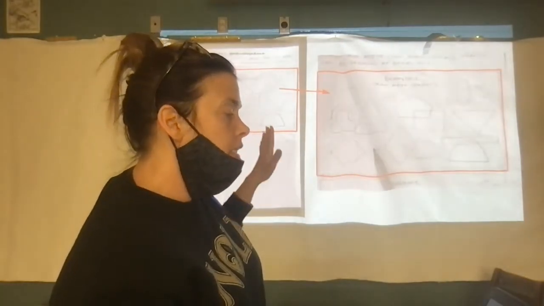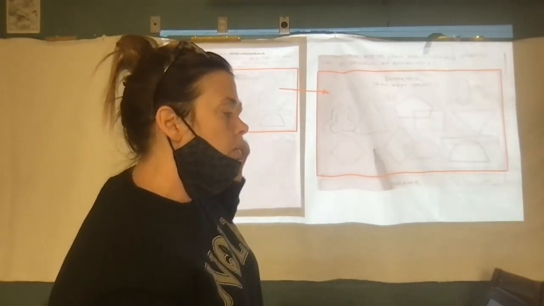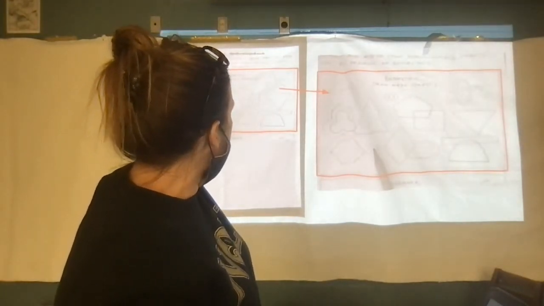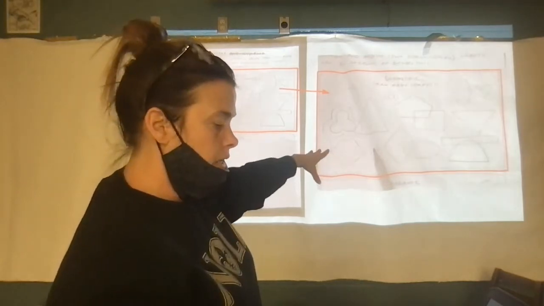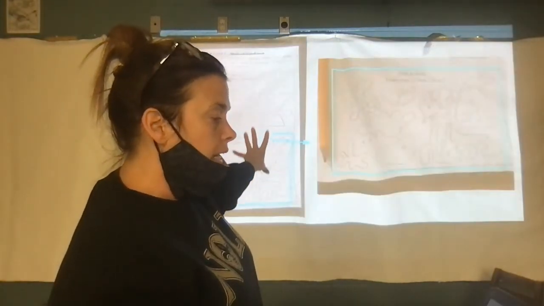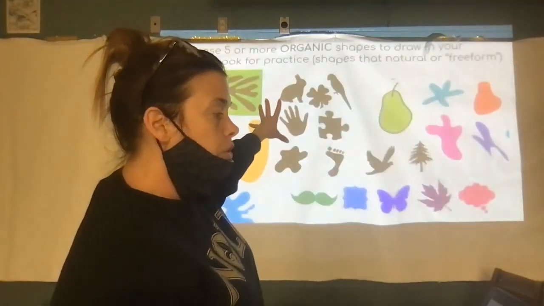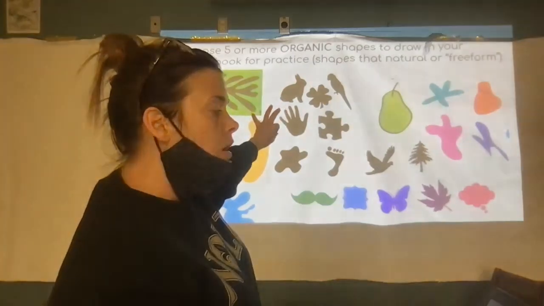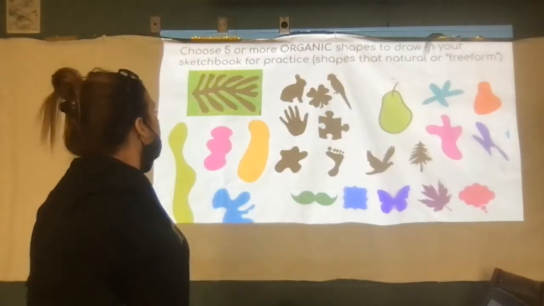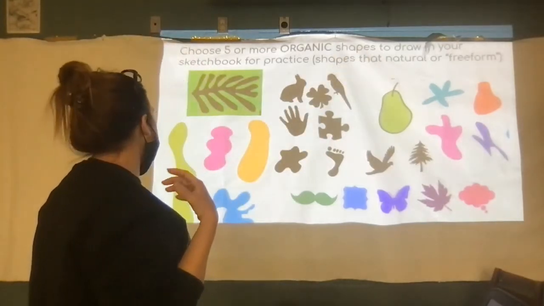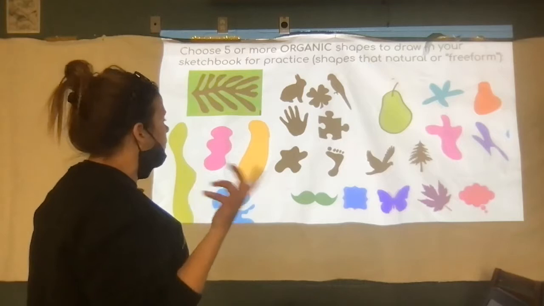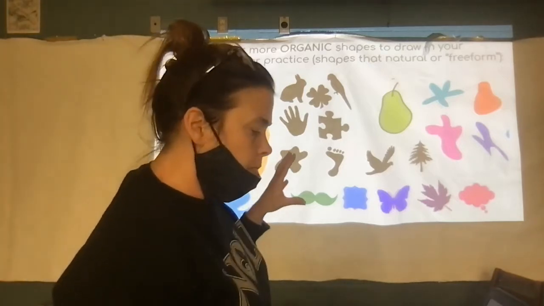So like I said, this is what your sketchbook will look like today. You're going to do the title shapes, and you are going to write the definition. Then you are going to draw geometric shapes. And then you're going to do organic shapes underneath it. So you're going to choose five or more organic shapes to draw in your sketchbook for practice. Organic shapes are anything found in nature: shells, butterflies, leaves, bunnies, clovers. So you're going to draw that in your sketchbook.